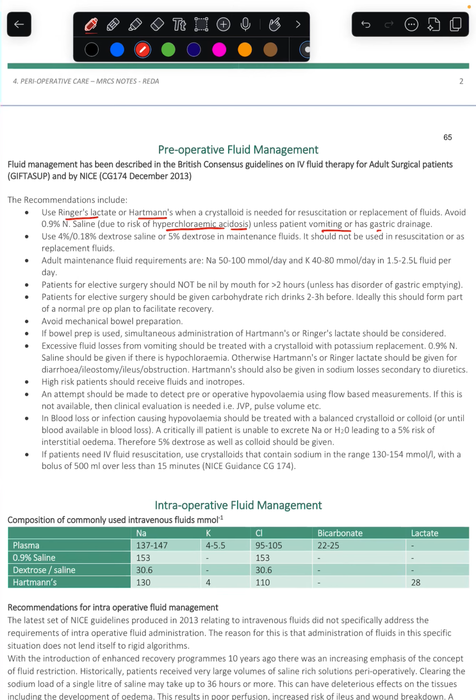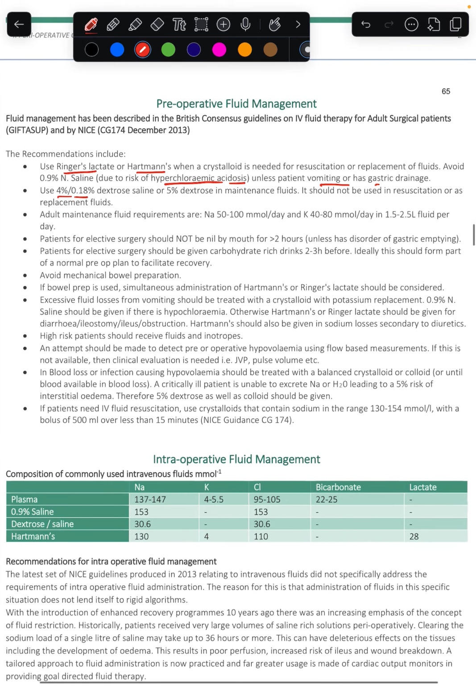Another thing is 4% dextrose with 0.18% saline, or 5% dextrose, for maintenance. It should not be used in resuscitation as a replacement fluid. Adult maintenance fluid requirements are sodium around 50 to 100 millimoles and potassium 40 to 80. For an ideal adult of 70 kg, that is equivalent to 1 milliequivalent per kg per day, and this is 2 milliequivalent, with 1.5 to 2.5 liters of fluid.